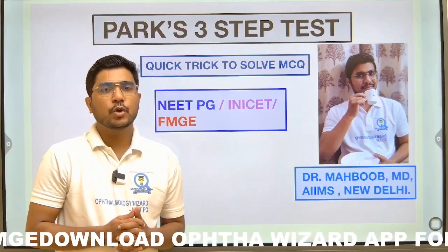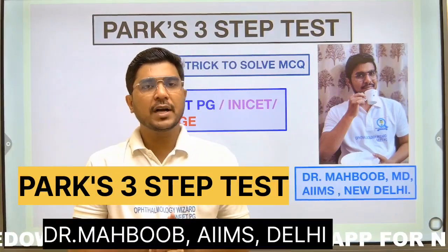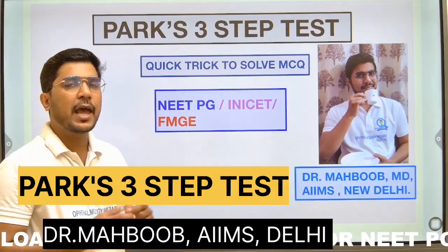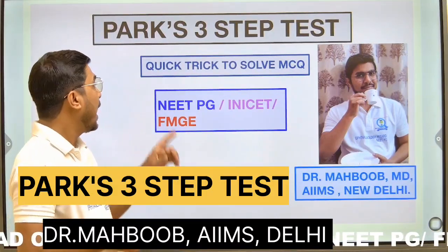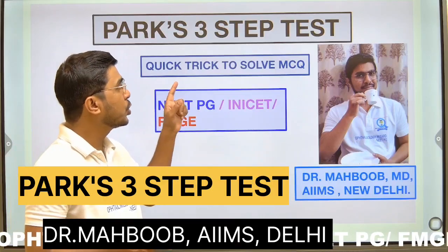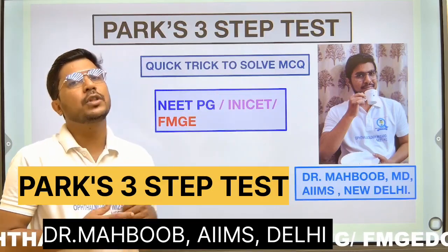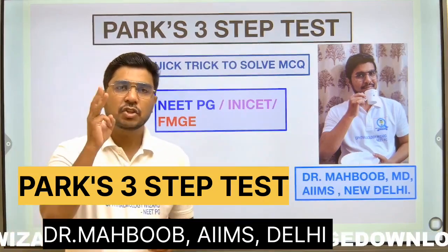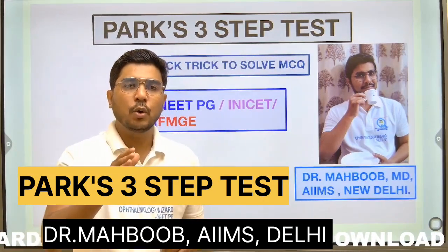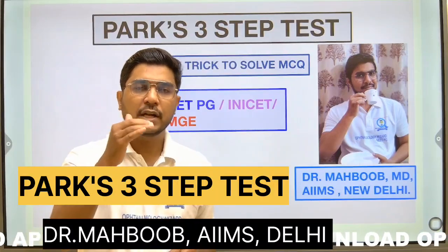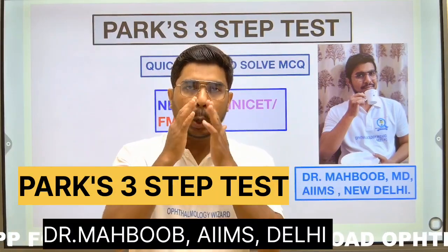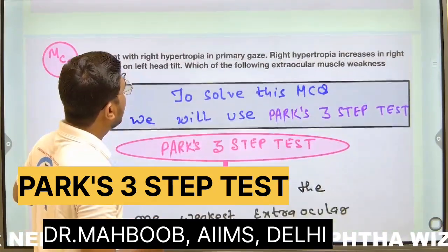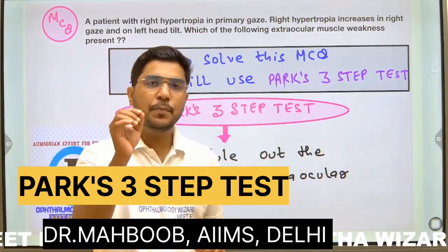And today we are going to discuss a very important topic, that is the Parks 3-step test, which is very important for the NEET PG, NExT and FMG examinations. I'm going to discuss the quick trick to solve MCQs related to the Parks 3-step test. The Parks 3-step test is a test where we rule out the vertical muscles in a stepwise manner. We will be discussing this test with the help of an MCQ.